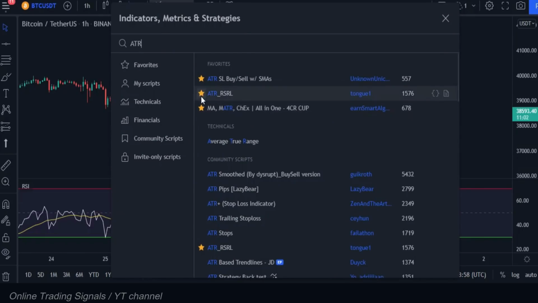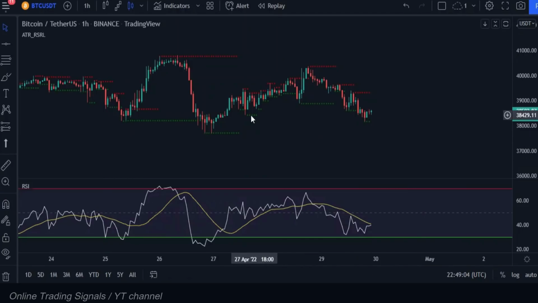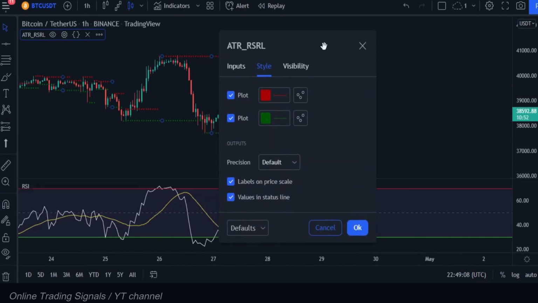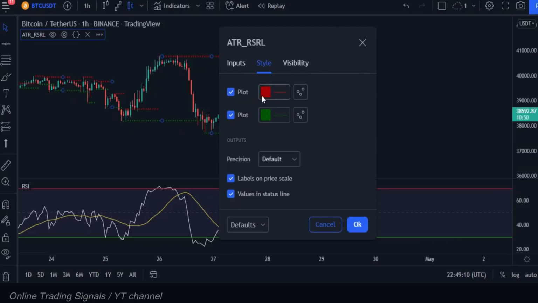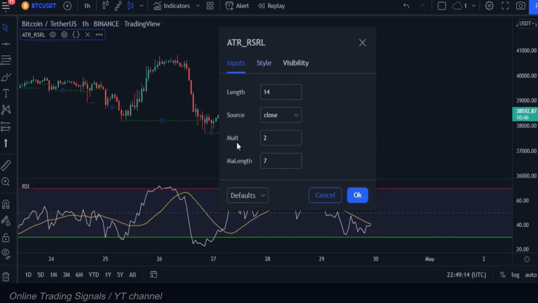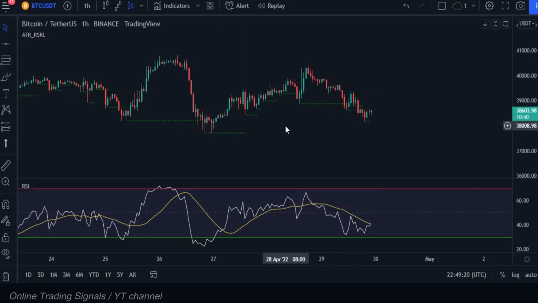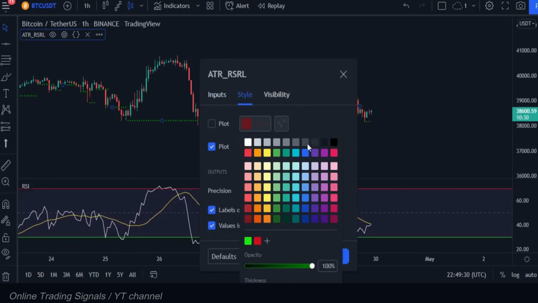After opening the indicators box, type ATR and choose this indicator, which is created by Tung1. Open the indicator settings and disable the red color, we don't need it now. Now go to the input and change the length of the moving average, which is in the last field, to 14. The chart is ready to go, and these are all the settings we need now, but let me increase the color here, so it is a little clearer.